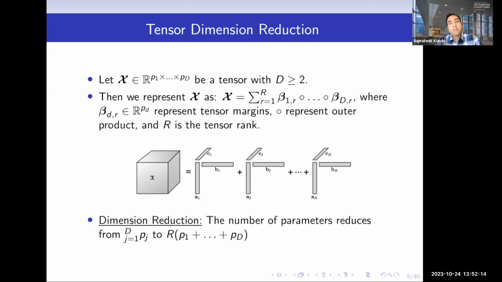And this script X, which is our tensor, under a PARAFAC decomposition, is expressed as an outer product of tensor margins. So each of these betas is a tensor margin, right? And this operation is an outer product. And this is the PARAFAC decomposition I was mentioning. There are other forms of decomposition like the Tucker decomposition that one could also use.